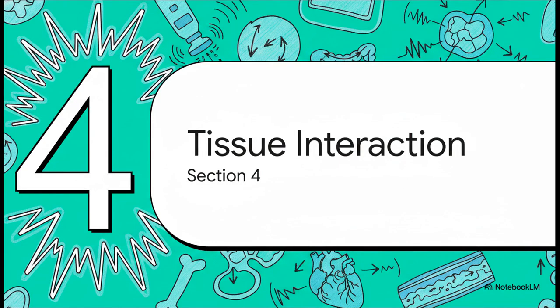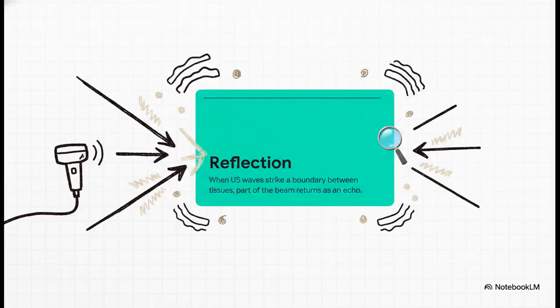Let's transition to section 4, tissue interaction and echogenicity. What actually happens when these waves hit tissue? The primary phenomenon we rely on here is reflection. This happens anytime ultrasound waves strike a boundary between two tissues that have different acoustic properties. For example, the boundary between heart muscle and blood.